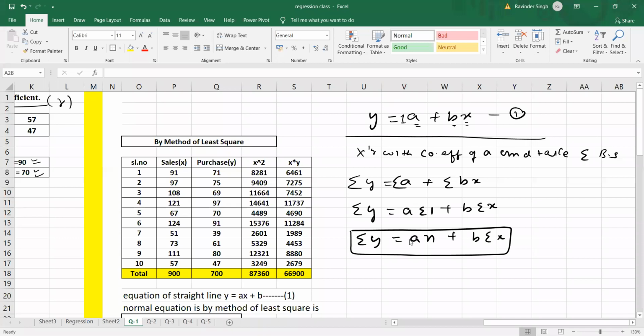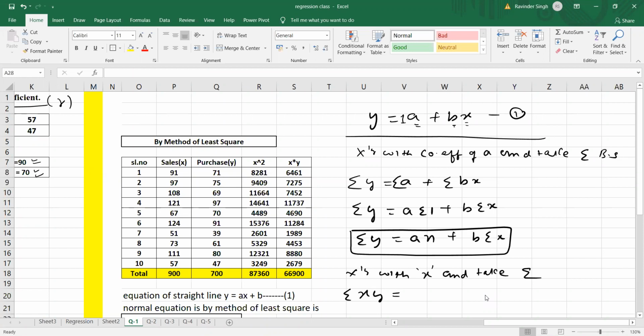Next, the coefficient of b is x. So multiply with x both sides and take summation. In equation number 1 only you have to do that. So when you do it, multiply with x, the left hand side becomes x into y, and now take summation, equal to, multiply with x here.